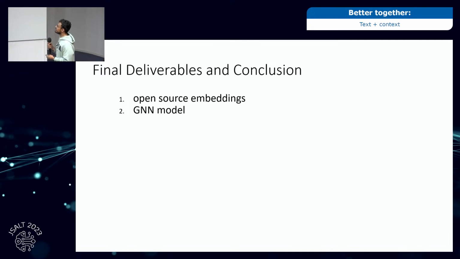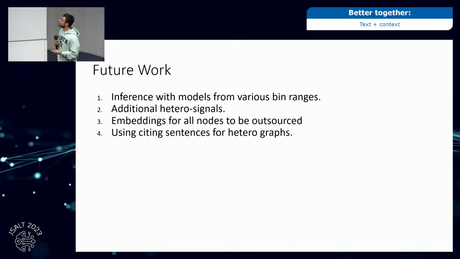And finally, the deliverables that I plan to deliver is the GNN model that I've trained. I plan to share it and open source it, along with the embeddings, which I hope will present an alternative to the already collected ones and can be used alongside them.